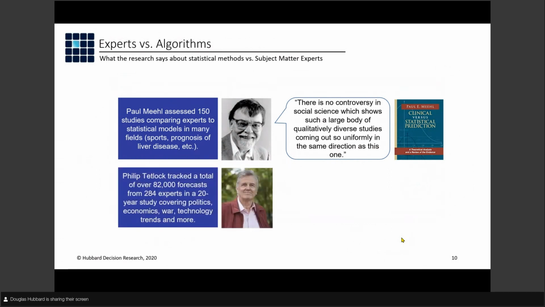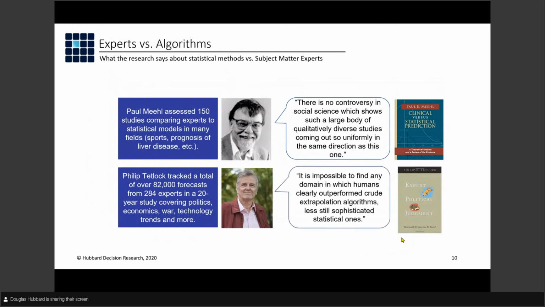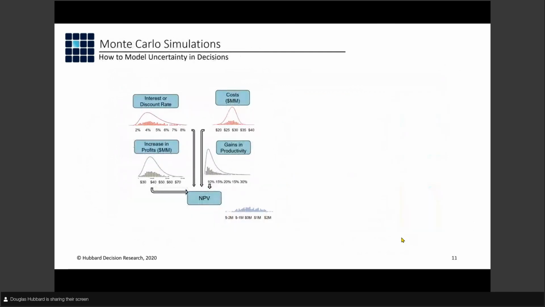Also, a really large study was done by Phil Tetlock. He wrote Superforecasting, if you're familiar with that book. But prior to that, he wrote a book called Expert Political Judgment. It was the culmination of a 20-year project where he kept track of over 82,000 forecasts with probabilities from 284 experts in a variety of fields. And he said it's impossible to find any domain in which humans clearly outperformed crude extrapolation algorithms, still less sophisticated statistical ones. So why don't we just adopt quantitative methods more widely?